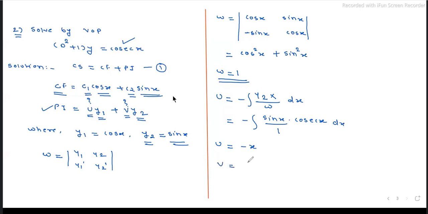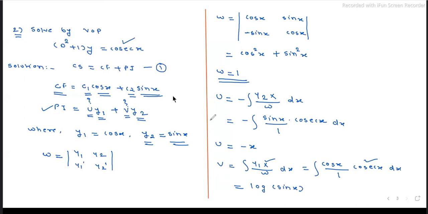ठीक है, नाउ v का फॉर्मूला इंटीग्रेशन ऑफ y1 X upon w dx. रिप्लेस करो वैल्यूज, y1 की वैल्यू cos x है, w की वैल्यू 1 है, और ये कैपिटल X की वैल्यू क्या है, cosec x. इंटीग्रेट द टर्म विद रिस्पेक्ट टू x. यहाँ पे फिर से cosec x को रिप्लेस करो 1 अपॉन sin x से, cos x अपॉन sin x cot x हो जाएगा, एंड इंटीग्रेशन ऑफ cot x इज log ऑफ sin x. इस तरीके से आपको v की वैल्यू log ऑफ sin x.